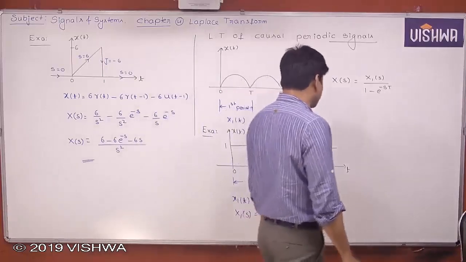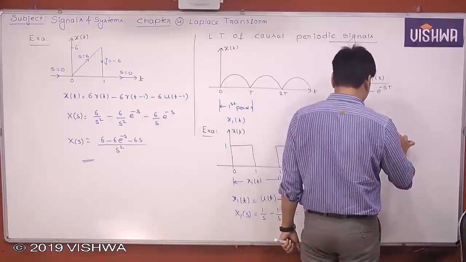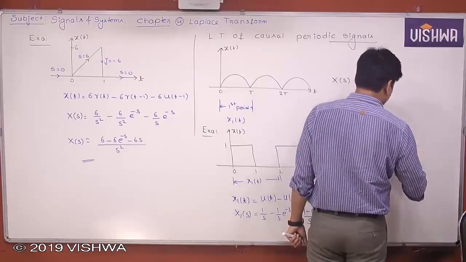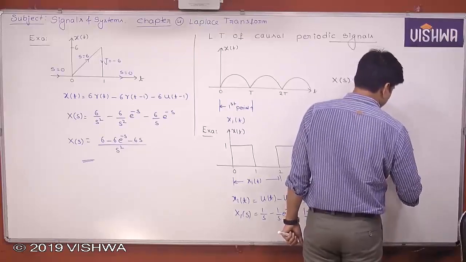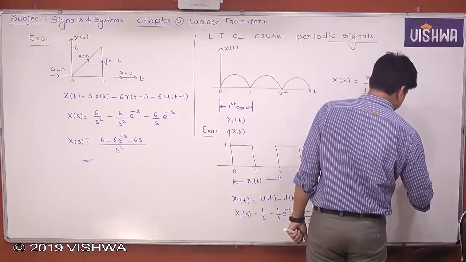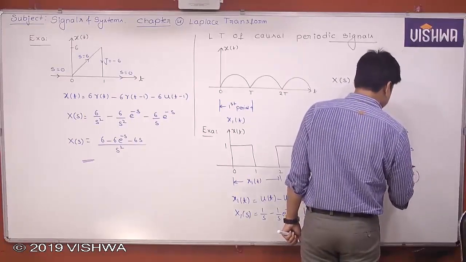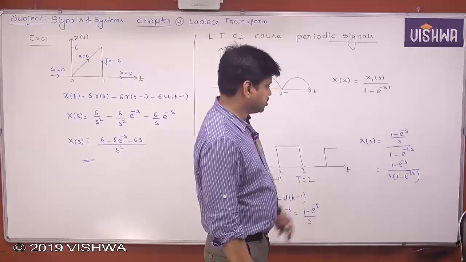Once we have x1 of s, from this we can calculate x of s. That is 1 minus e power minus s by s, divided by 1 minus e power minus 2s. So this is 1 minus e power minus s by s into 1 minus e power minus 2s. So this is x of s. Clear? Take it.